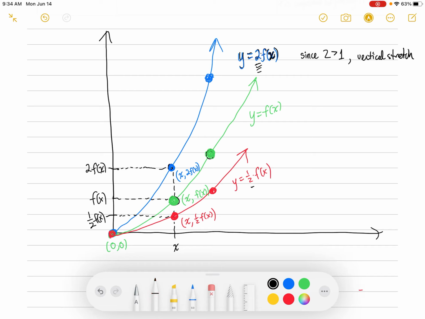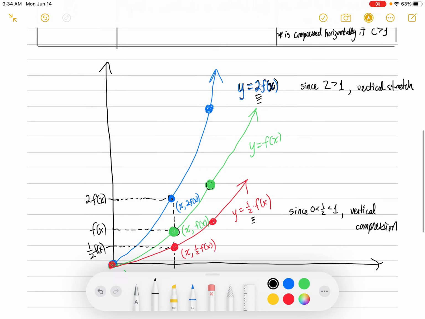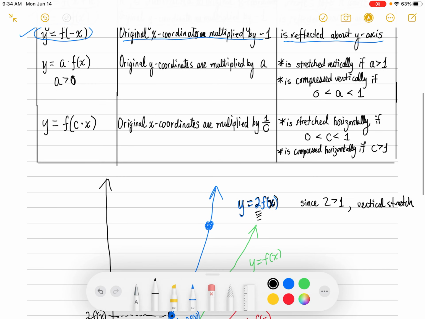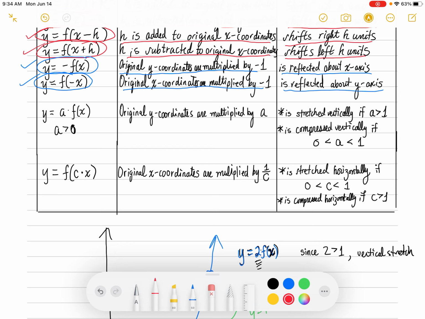Notice that the number out in front of f of x, this 1/2 right here, is between 0 and 1, so you get a vertical compression. A compression is when you take the green graph and you press it down. You don't stretch it out, you press it down. These are called the vertical stretches and compressions.